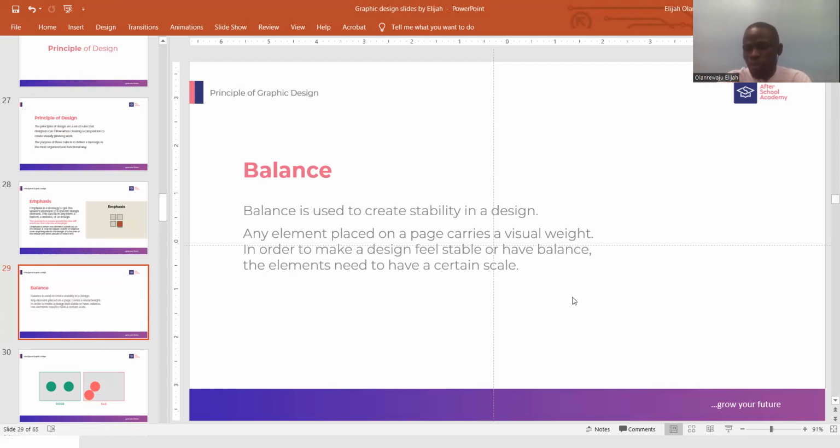So now equilibrium. It's important because it has to do with the balancing of what? Balancing of the elements in your design.